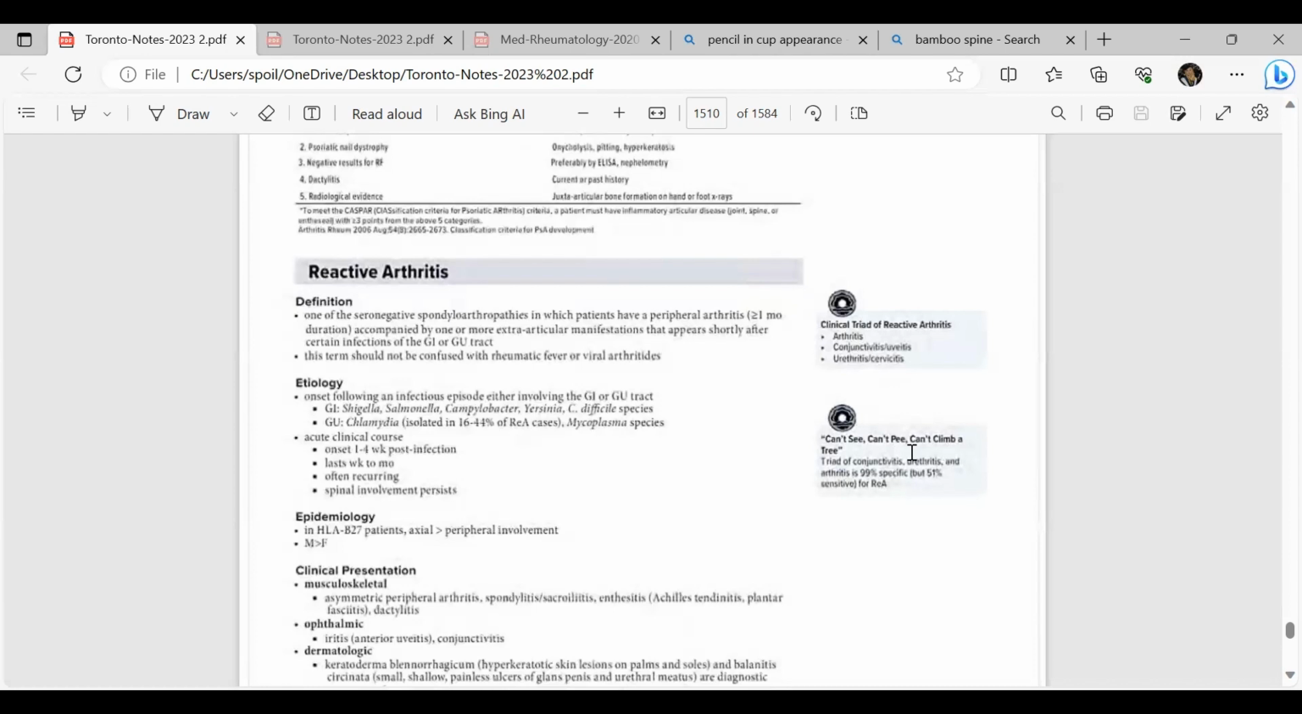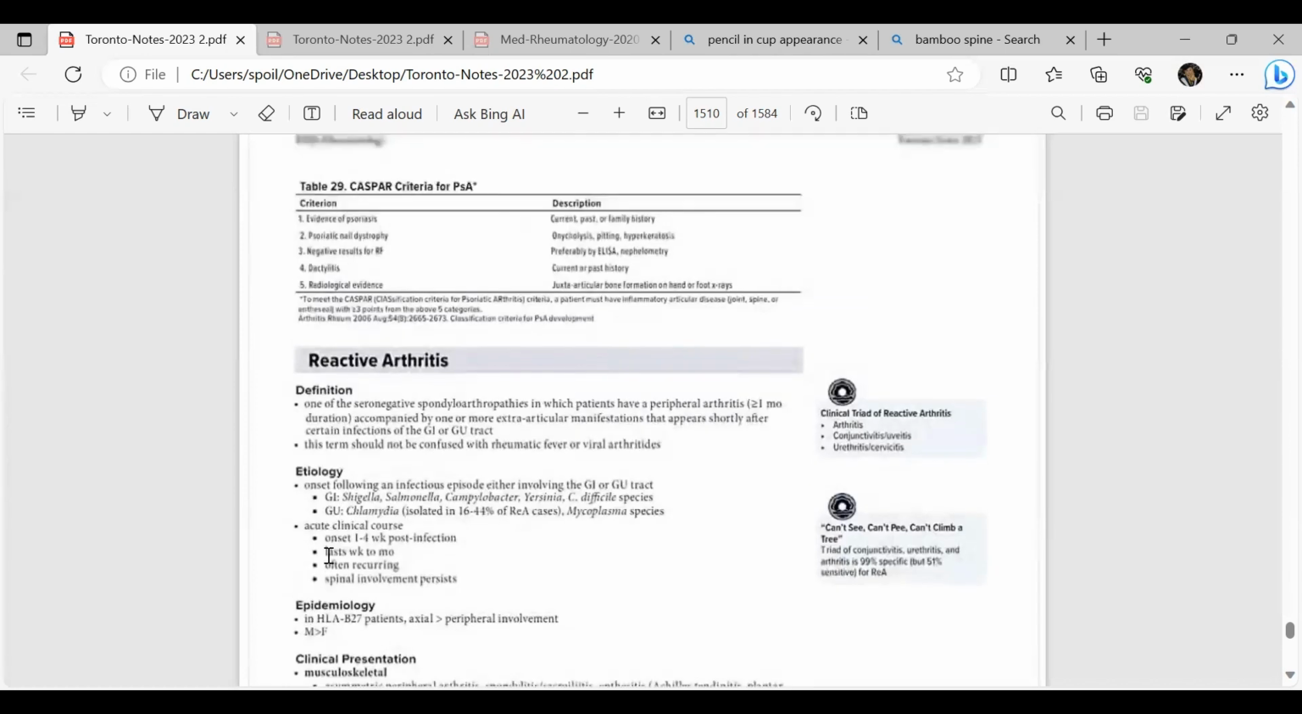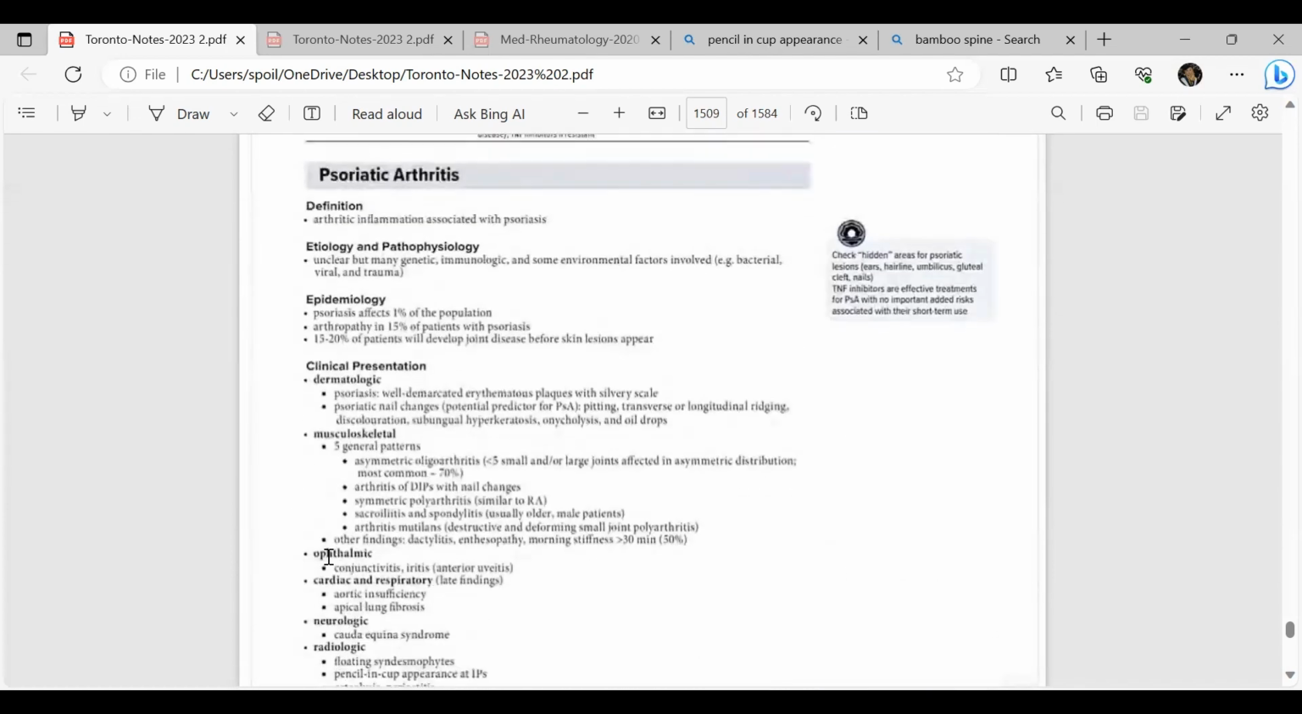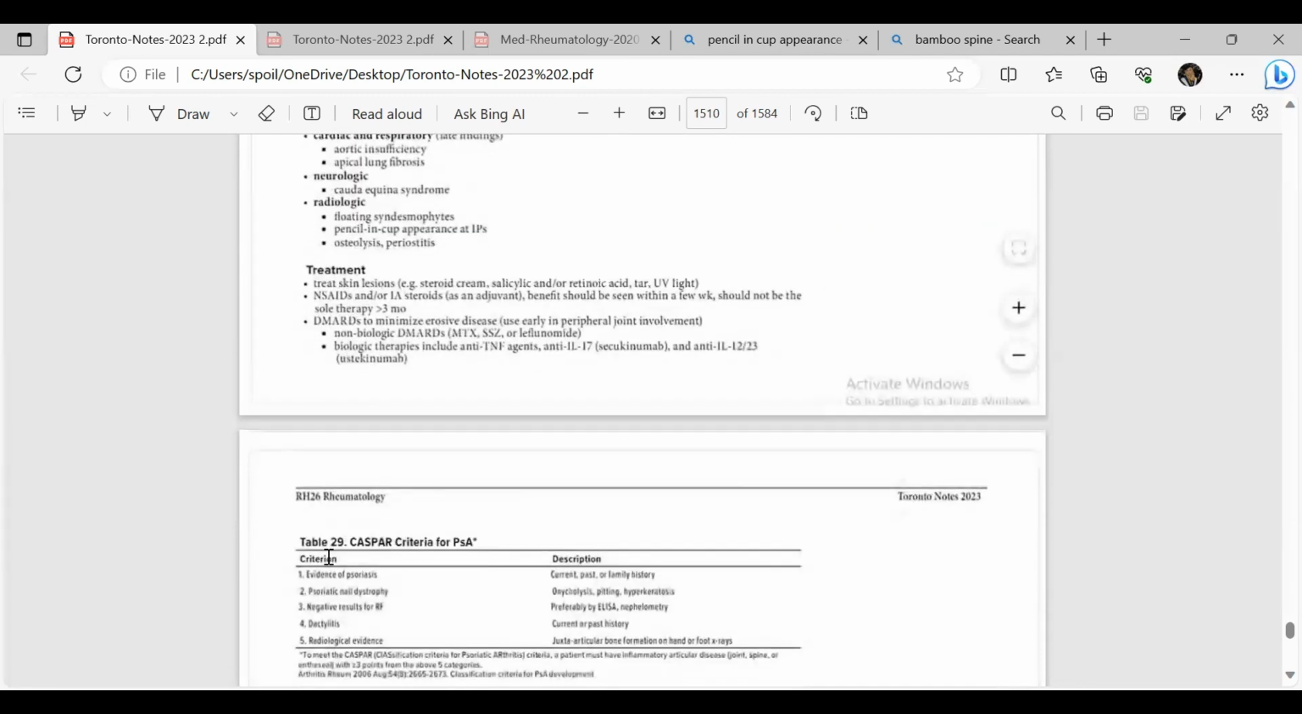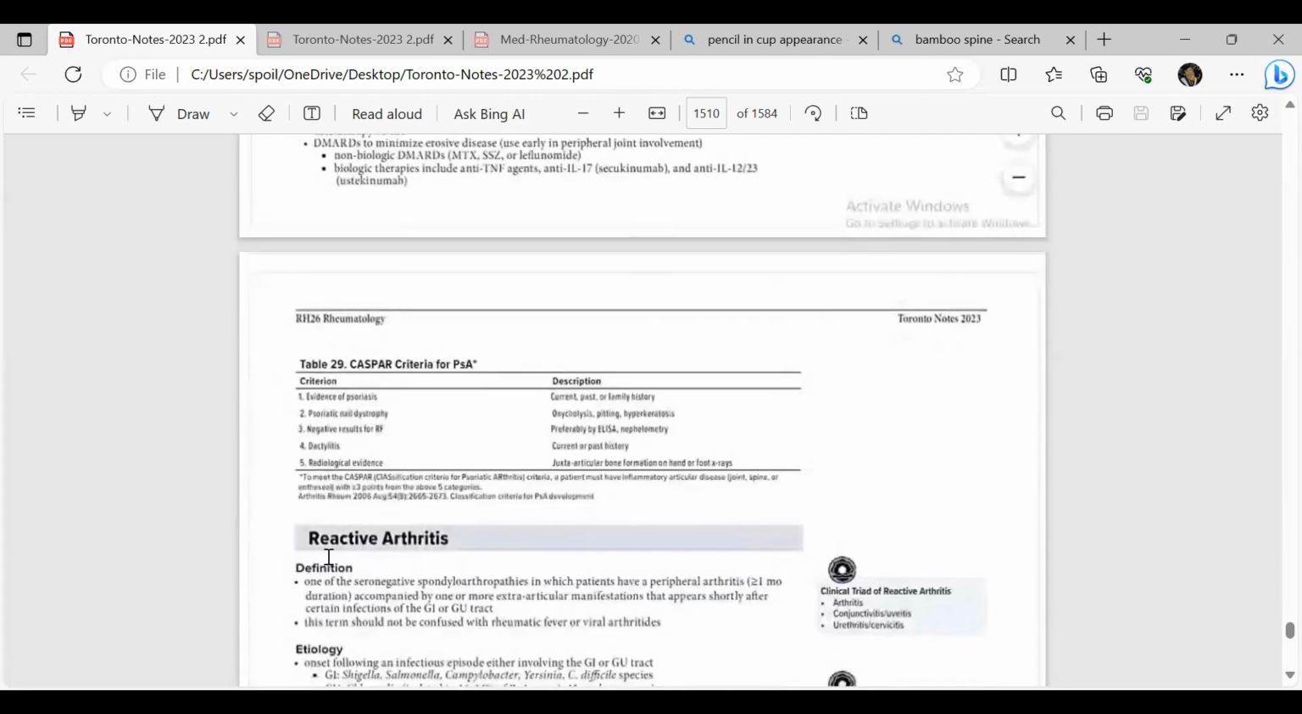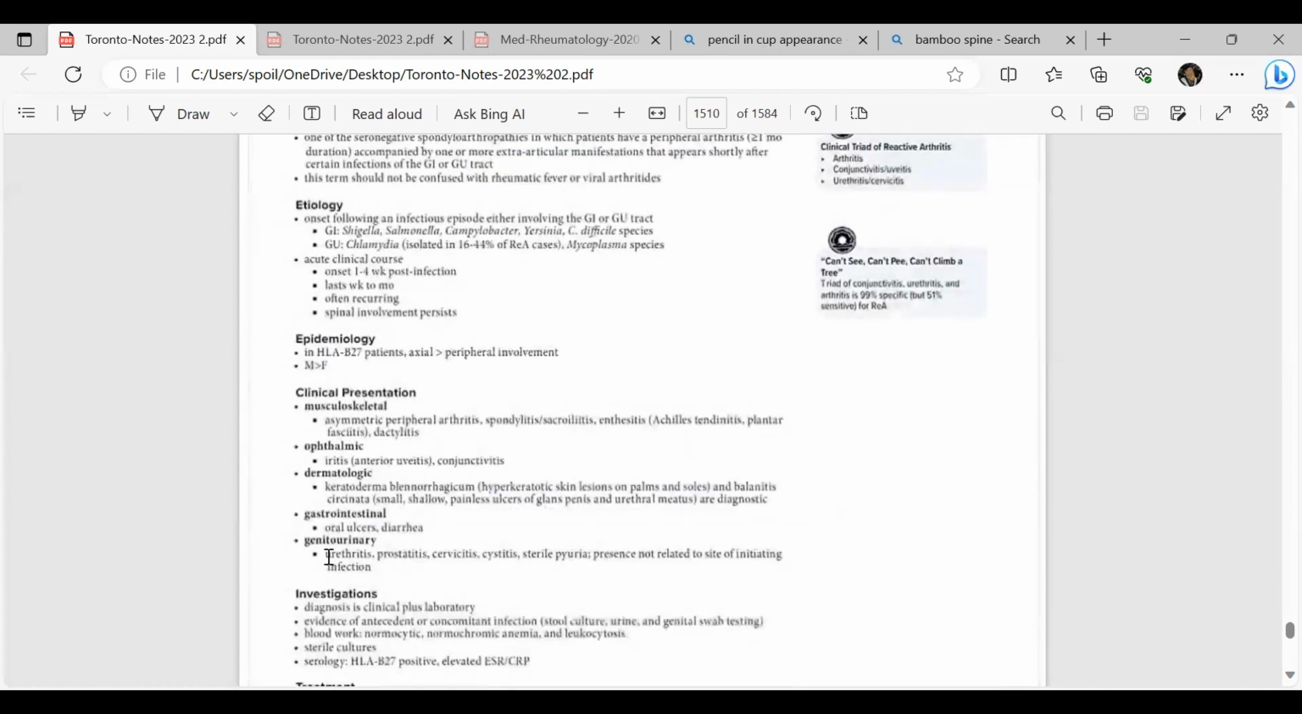Again, we are seeing HLA-B27 patients, and axial involvement is more than peripheral involvement. Again, it's more common in males. And HLA-B27 was also seen in psoriasis as well, right? No, not in psoriasis, but in ankylosing spondylitis. HLA-B27 was seen there as well.